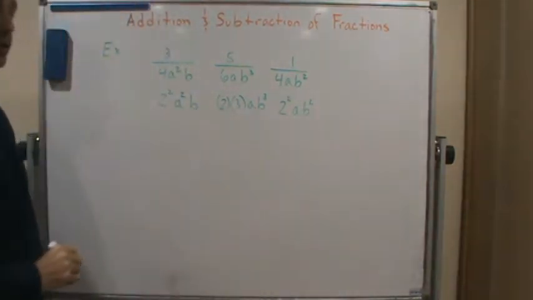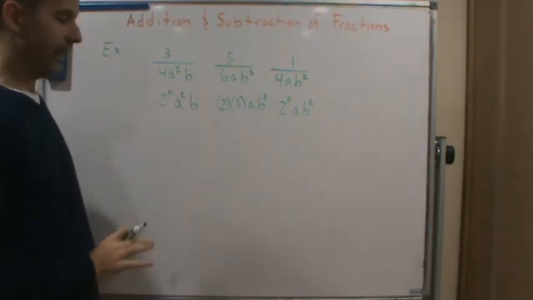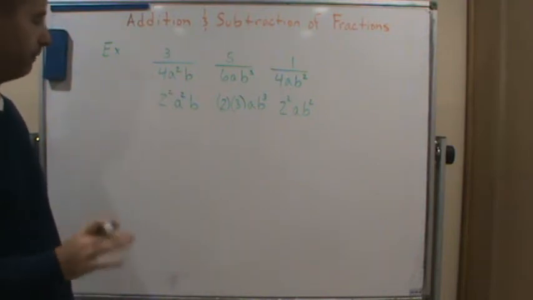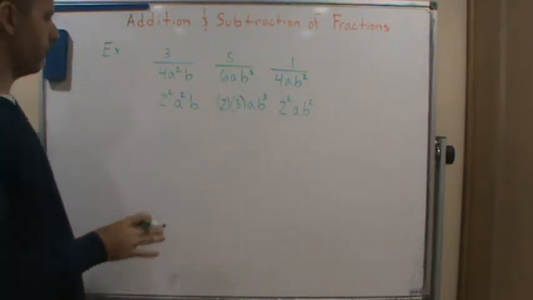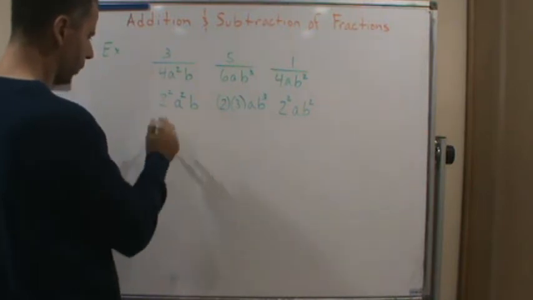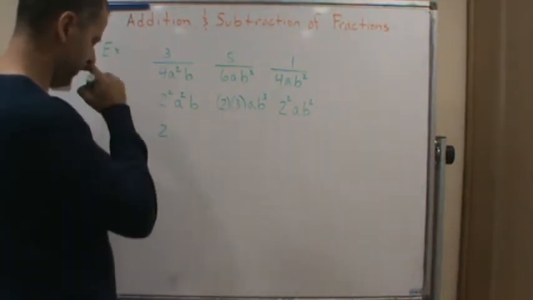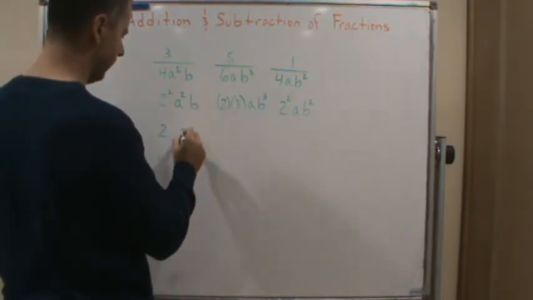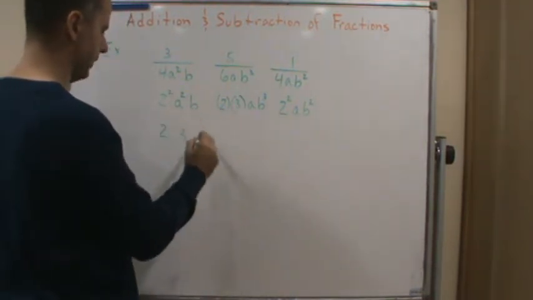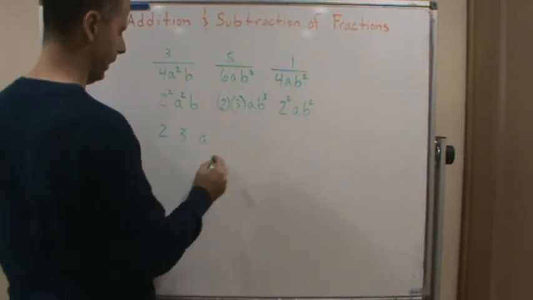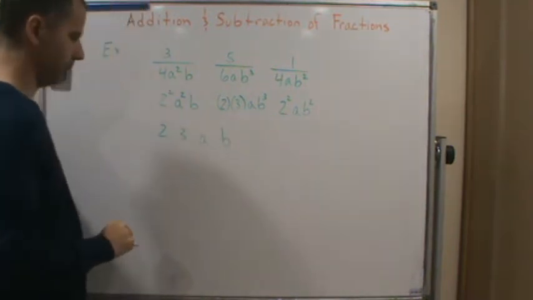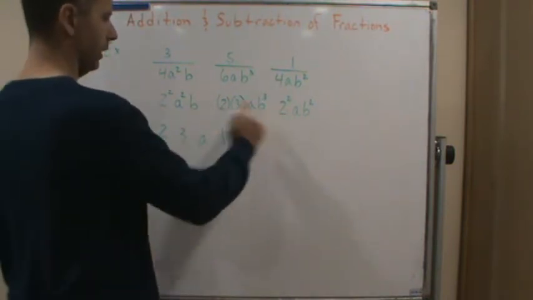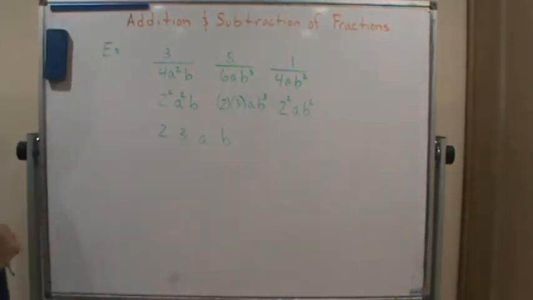And so now what we want to do is look for each distinct factor of the bottom, each different factor. So what are the different factors that we see? Well, we see 2. There's also a 3. There's an A and a B. Those are the different factors that we see in each denominator.